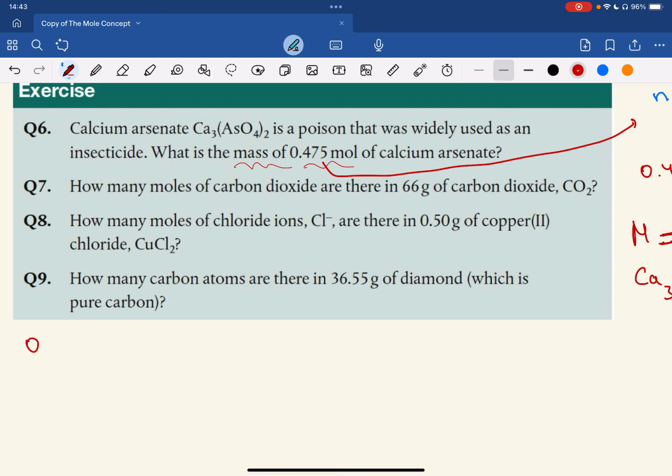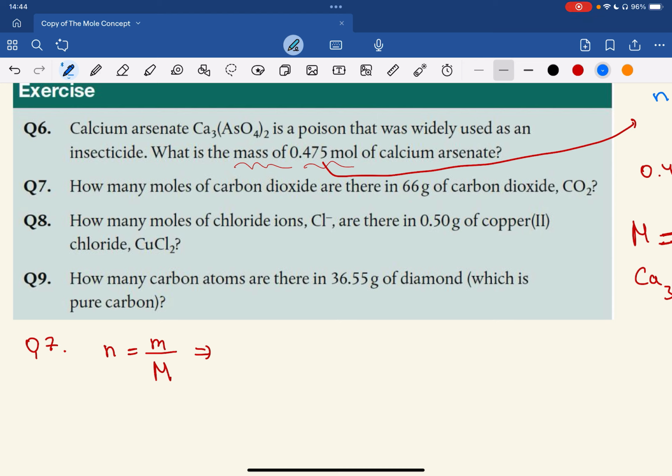Question number 7. I believe I have already discussed this with you. Whenever we have the mass and the moles, if it's asking from the mass and the moles, it is quite easier to find. Which formula can we use? Again, the one with the mass. Okay, we can use the mass formula. Always try to use this method.